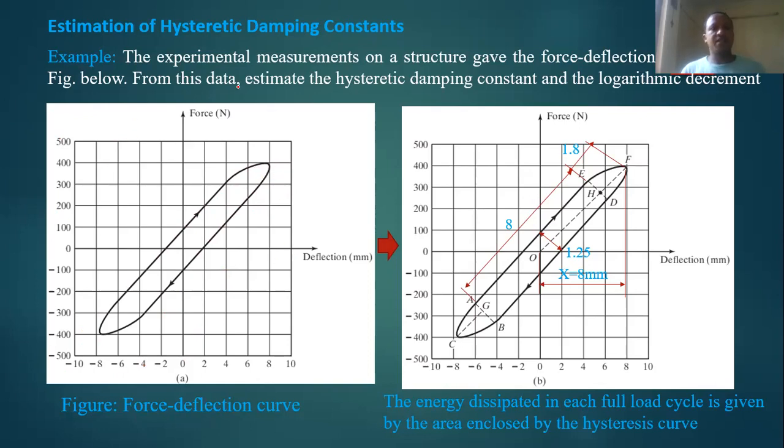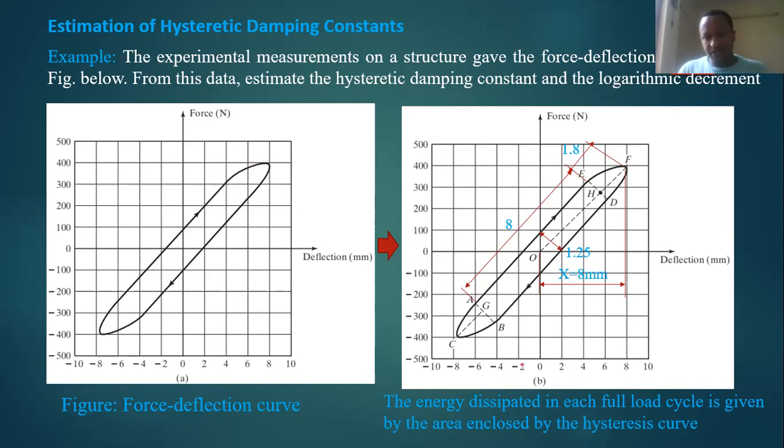For this data, estimate the hysteretic damping constant and the logarithmic decrement. So we have been given only this chart, and based on this chart, we can calculate various parameters in the hysteretic damping condition. What can you do? The energy dissipated in each full load cycle is given by the area enclosed by the hysteretic curve. So the full area under this curve gives us the amount of energy dissipated.